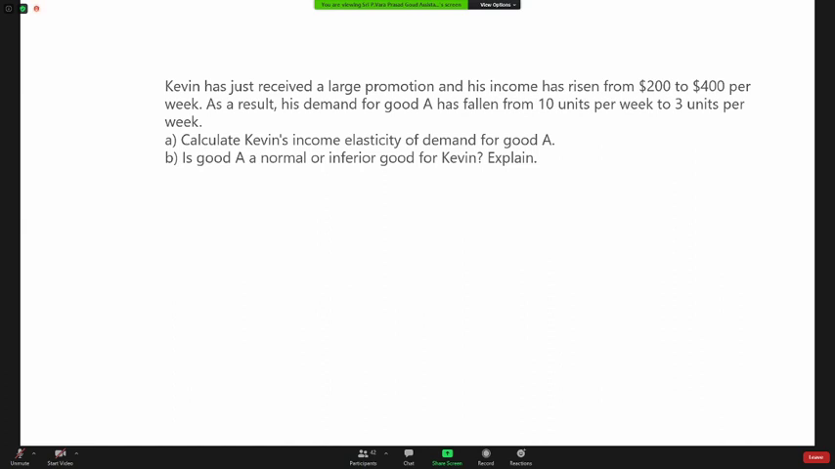Sir, 0.7. So listen, as it is income elasticity of demand, did you get any negative value over there? Yes, sir, we'll get a negative. If you get a negative value when you're calculating income elasticity of demand, please include that negative value also in your answer.